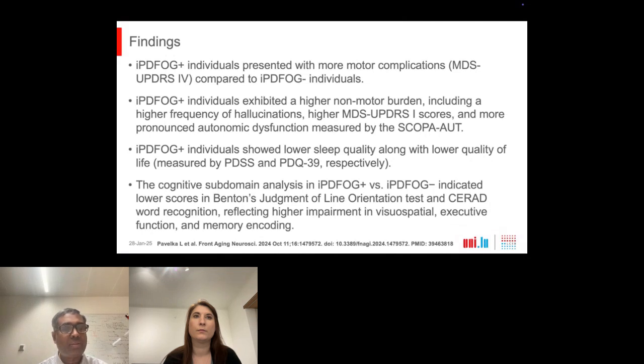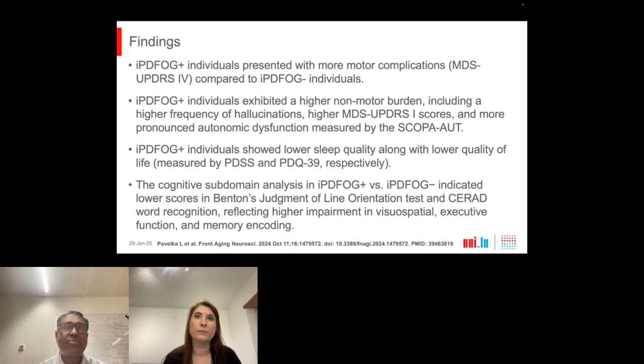Finally, the cognitive subdomain analysis between the freezing of gait positive and negative individuals indicated lower scores in the Benton Judgment of Line Orientation, and the CERAD word recognition, and also higher impairment in visuospatial function, executive function, and memory encoding. All these findings clearly indicate a strong correlation between freezing of gait and cognition.